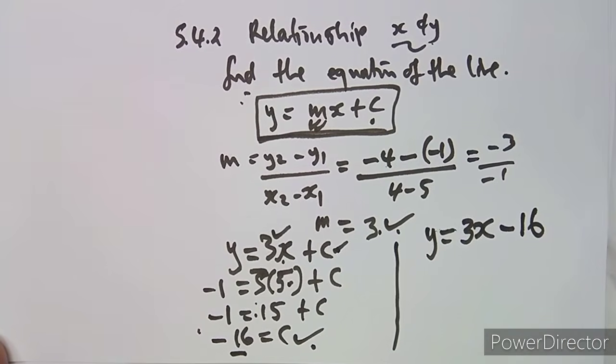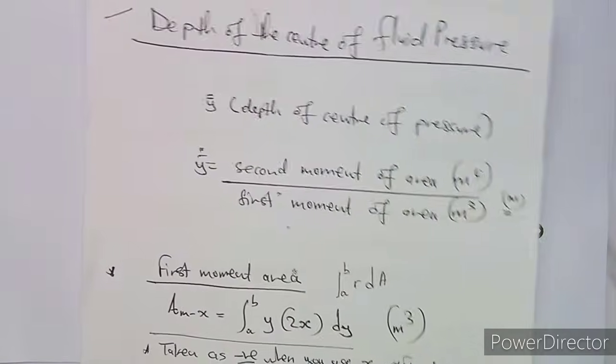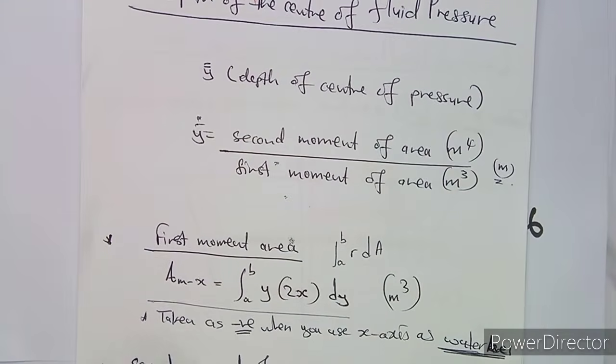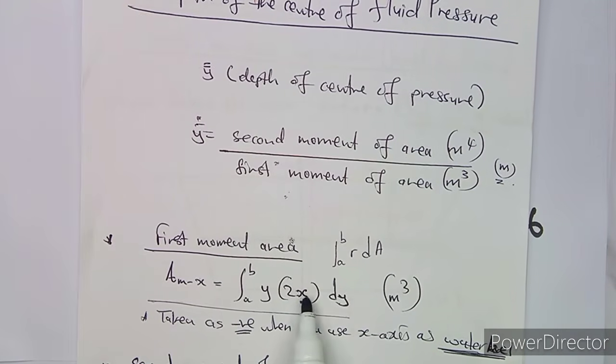Okay, guys, it's a relationship between x and y, yes, but this relationship should be in terms of x, like you have to make x the subject. Remember, I talked about this when you are calculating the first area moment, that the formula you're going to use is the area moment with respect to x is y times 2x dy, which is from RDA. So you're supposed to find it in terms of what? In terms of x.